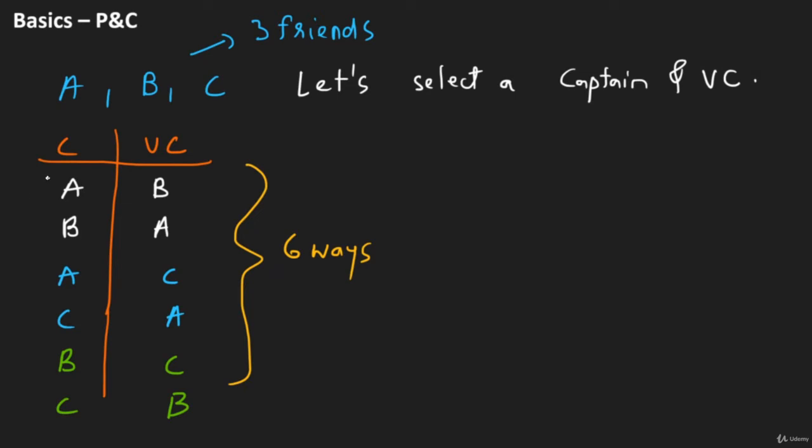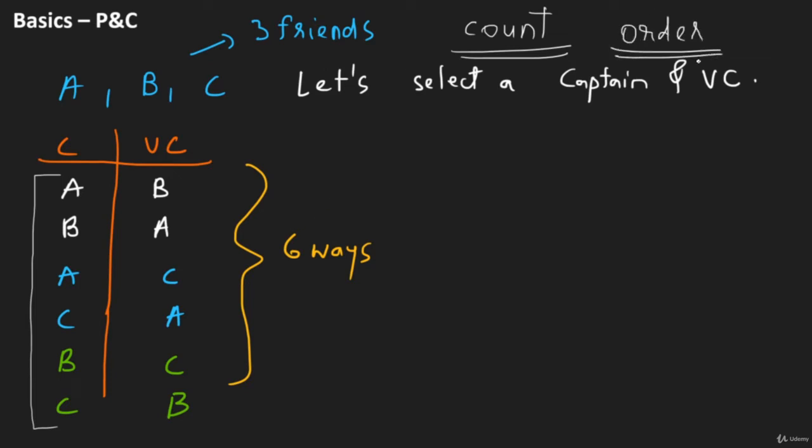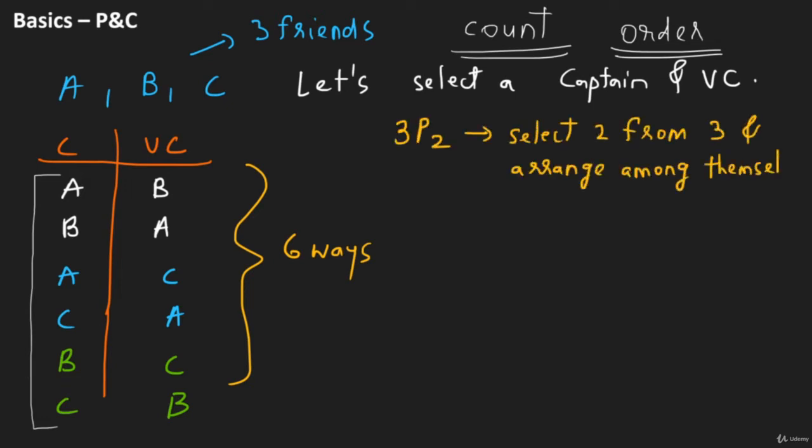Now, it's not always time consuming to write it out like this and count, right? We have seen that permutation and combination are tools that help us count, right? Now, in this type of scenarios where order is important, we have seen we use permutation. Now, this can be written in terms of permutation as 3P2. If we say 3P2, it means select 2, that is the 2 over here, from 3, that's the 3 over here, and arrange them among themselves. That is, from 3 friends, we have to select 2 friends and arrange them among themselves. That's what we call 3P2.